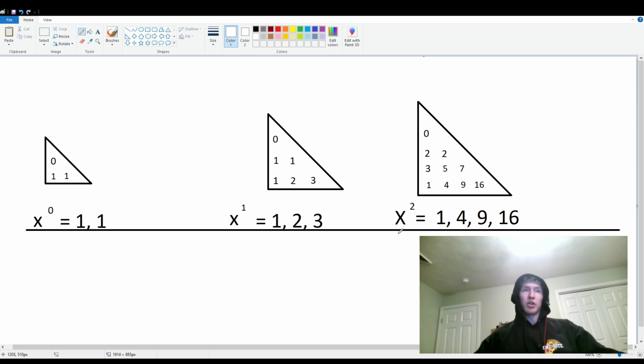X squared, if we plug in a 1, we get 1. 2 times 2 is 4, 3 times 3 is 9, 4 times 4 is 16. Great. So we do the same thing. 16 minus 9 is 7. 9 minus 4 is 5. 4 minus 1 is 3. Great. Keep going. So we get 7 minus 5 is 2. 5 minus 3 is 2. Awesome. So then we get 2 minus 2, which brings us to 0.